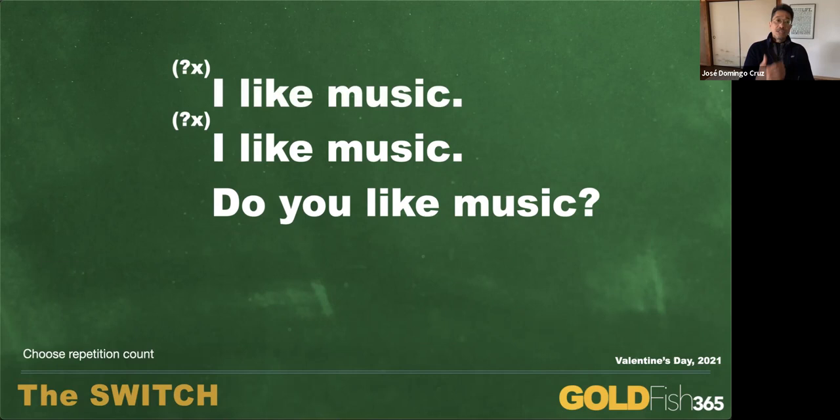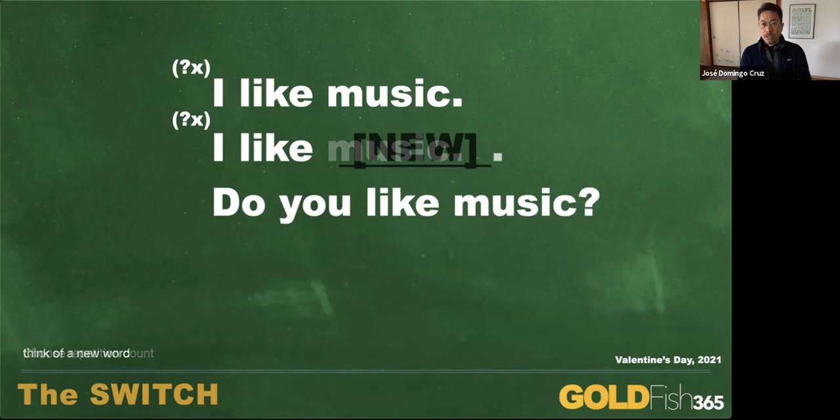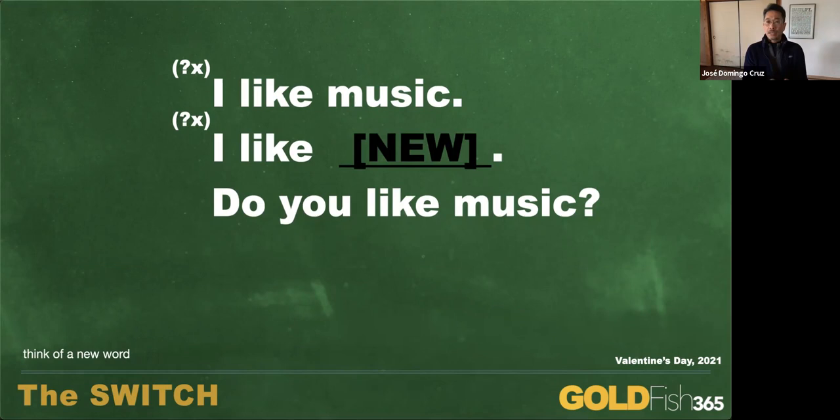You're going to take I like music, and you're going to repeat it until you think to yourself, oh, I have another word that I can use to replace music. Whatever works grammatically, try to choose something that works grammatically. You know, I like music, I like music, I like skiing. That works grammatically. I like cooking. That works grammatically too. I like books, I like X Japan, I like English, I like baseball, whatever.